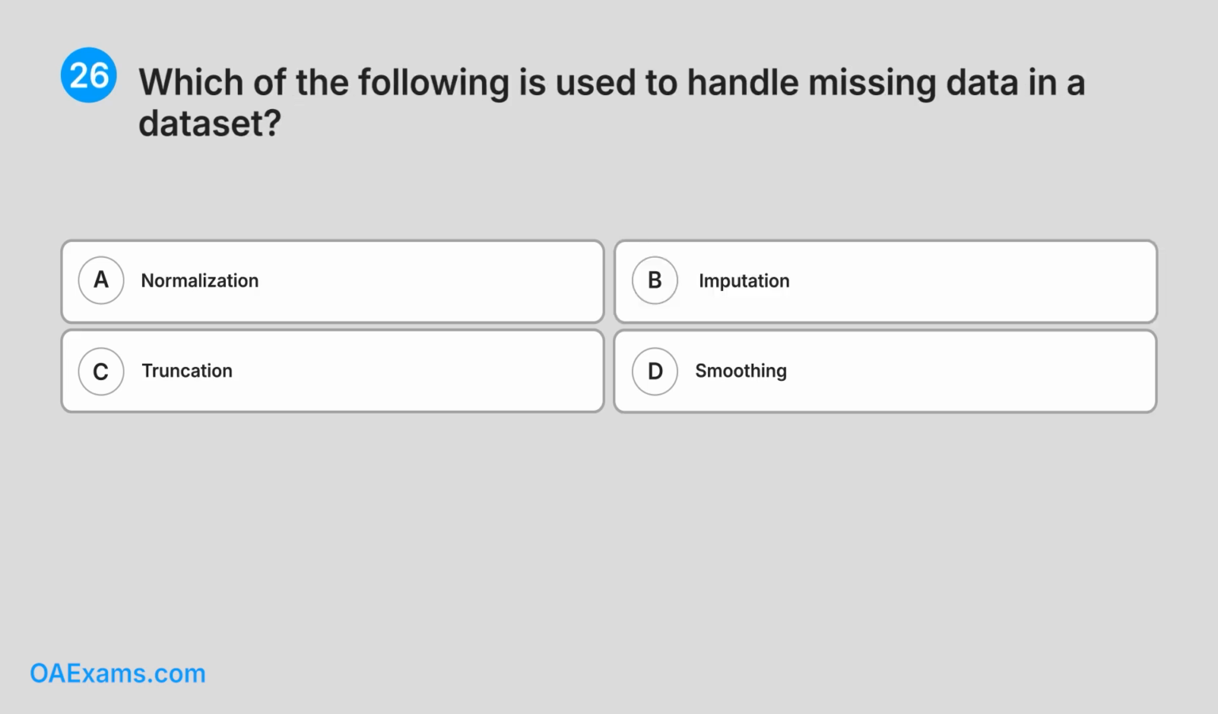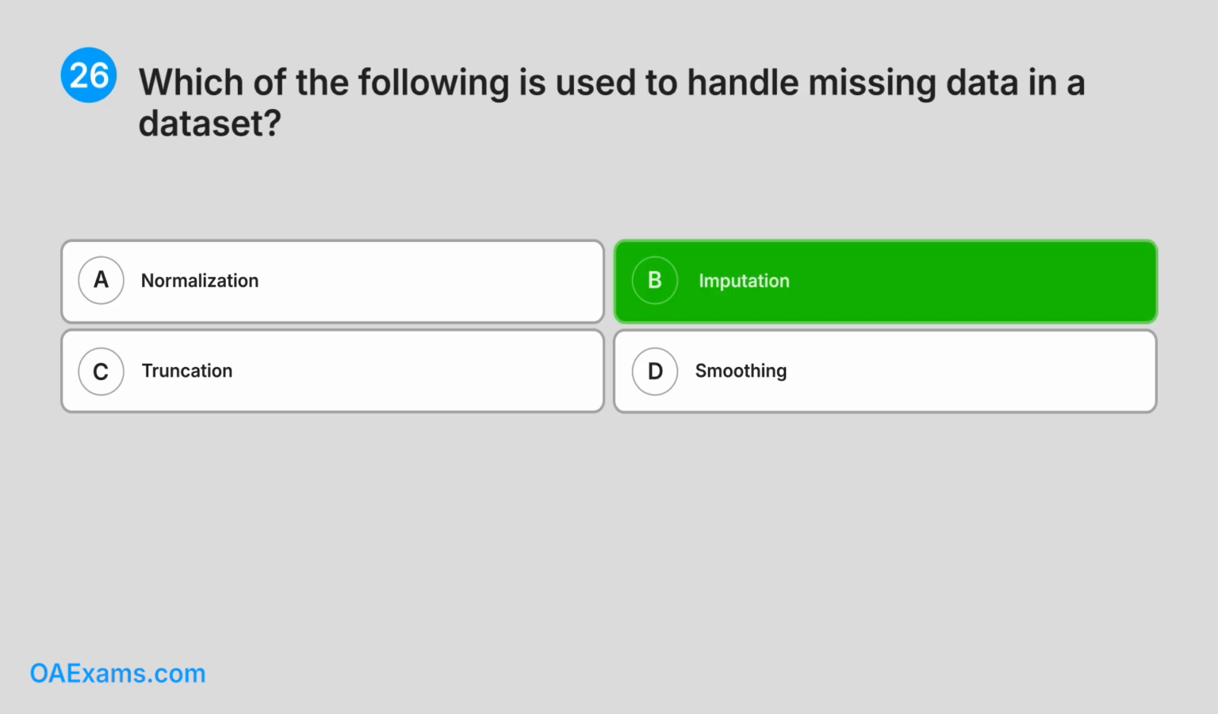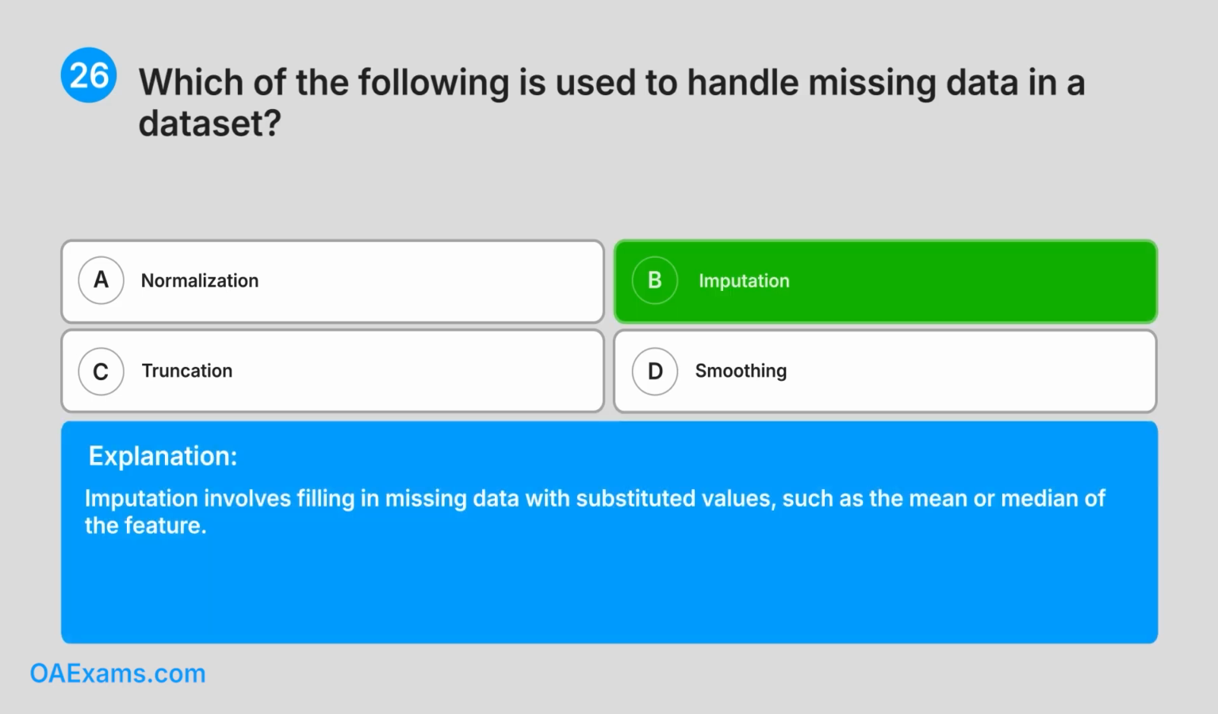26. Which of the following is used to handle missing data in a dataset? A. Normalization. B. Imputation. C. Truncation. D. Smoothing. Do you know the answer? Correct answer. B. Imputation. Explanation. Imputation involves filling in missing data with substituted values, such as the mean or median of the feature.